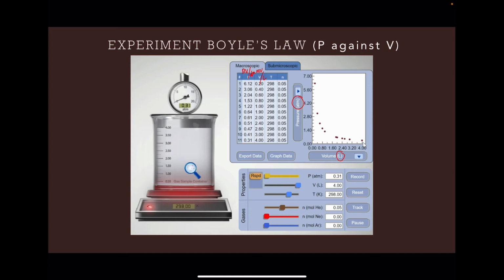Now, from the experiment, we obtain this graph. So we plot the data from the table, from the observation. So from the data, we get this curve graph. So the curve graph is a graph of inverse graph. So we say the relationship between pressure and volume is, yes, pressure is inversely proportional to the volume. That means when volume increases, look at that, when volume is high, what is the respective pressure? Pressure is low, decrease.